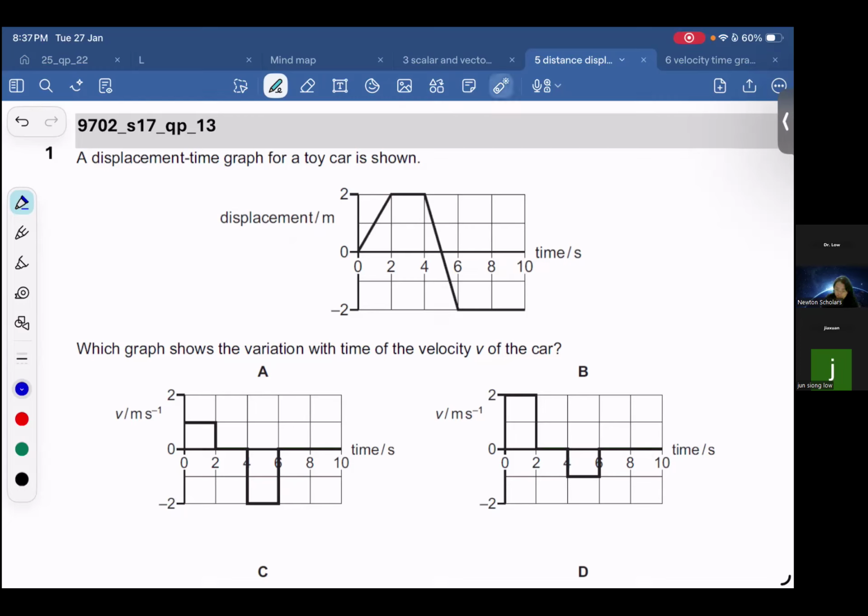Okay, so you have to think. Velocity. So here you write: gradient of displacement time graph is actually velocity. So you are going to find velocity, so you have to know the gradient, right? Gradient. So from here to here, draw a triangle for us to find the gradient. So for the first part, what is your gradient? What is your gradient for the first section?